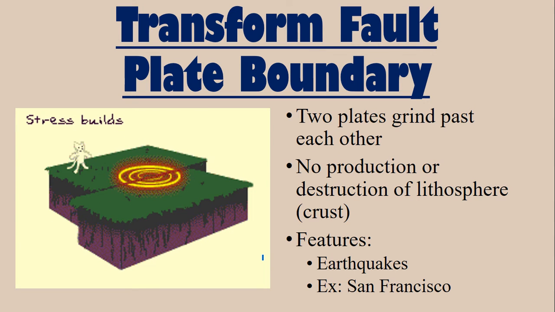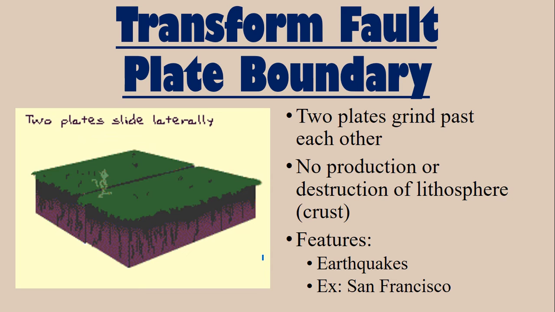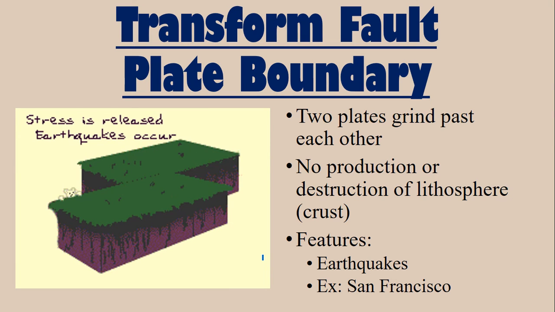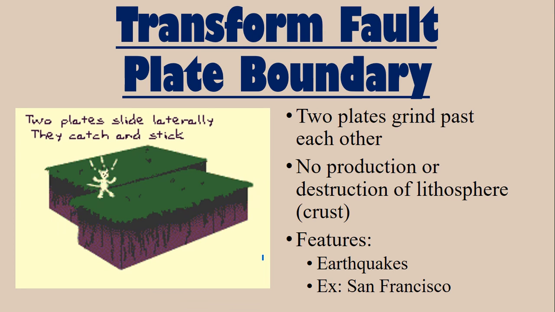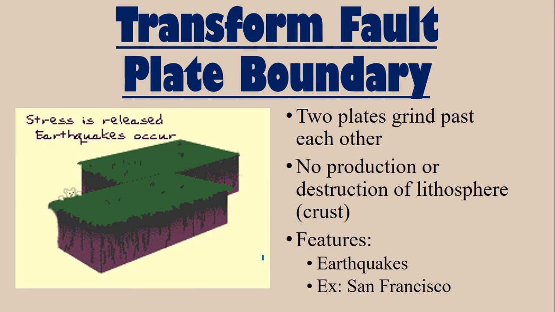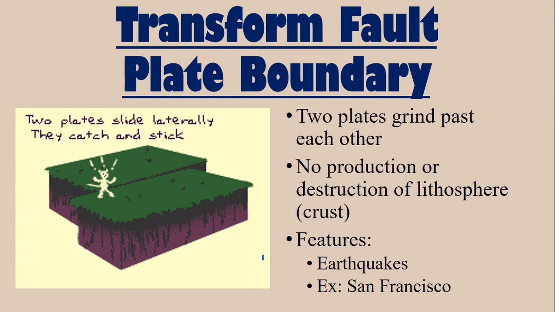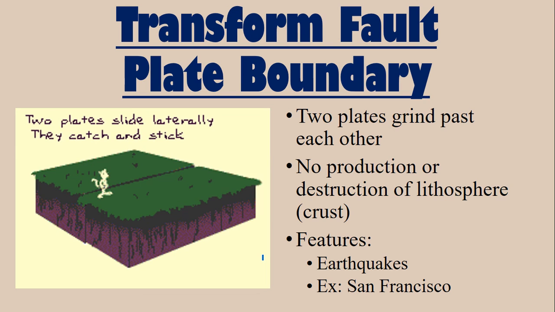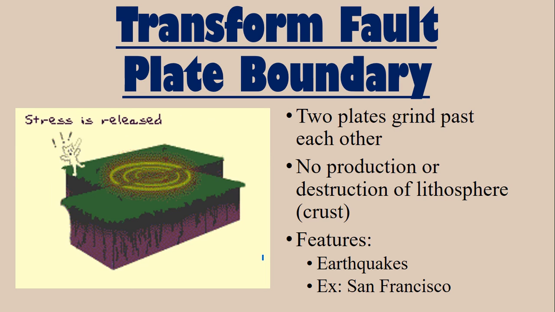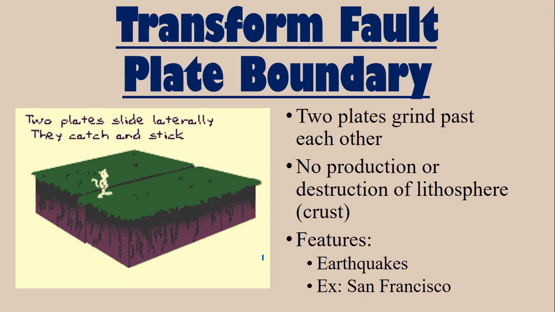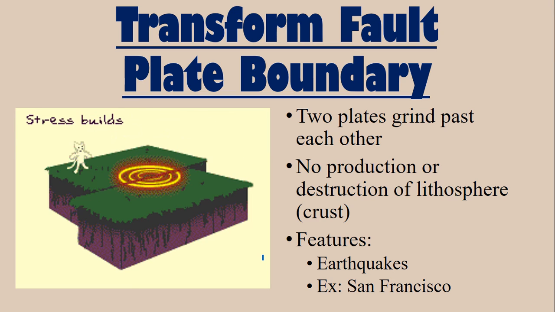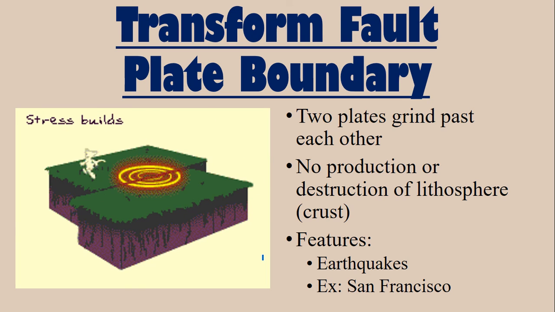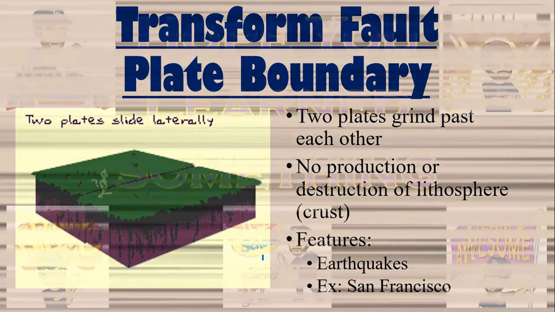Transform fault plate boundary. This is when two plates grind past each other. This was the two hands sliding past each other. You can kind of hear it with the noise I'm making because that's how I remember these motions. One thing is there's no production and there's no destruction of the lithosphere or the crust at these points. Some features are earthquakes. Earthquakes do happen at transform fault boundaries. San Francisco is in California. You think about that area, they get a lot of earthquakes. They're at a transform fault boundary.